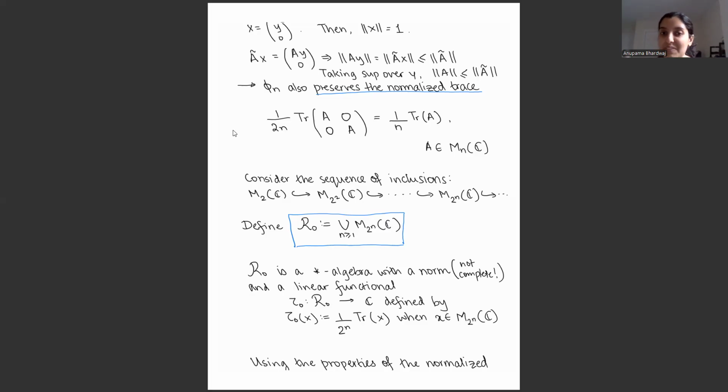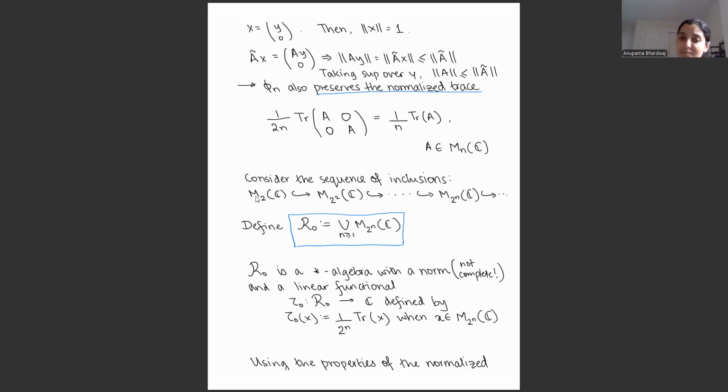So it preserves a lot of things, and hence we can consider the sequence of inclusions of M2C, where you consider the embedding into M4C, and then the embedding into M8C, and so on and so forth, into M2 to the power NC, and consider the inductive limit. So we define R0 to be the inductive limit of these finite dimensional matrix algebras, so the union over all n of M2 to the power NC. Is this okay so far?